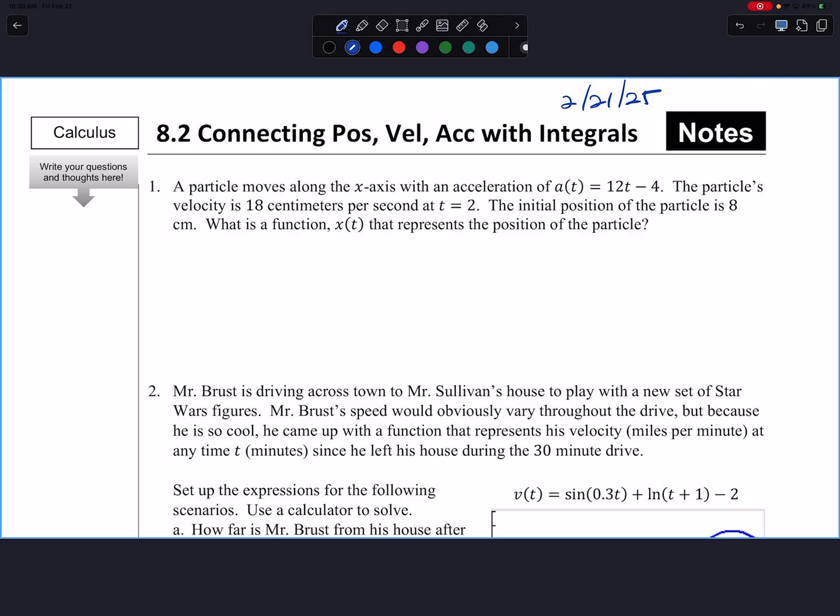All right, so this section's called Connecting Position, Velocity, Acceleration with Integrals. What I want you guys to remember is we had S of t. That was position, right? If we took the derivative of this, the derivative of position is what? Is the velocity, right? So that was the derivative of position.